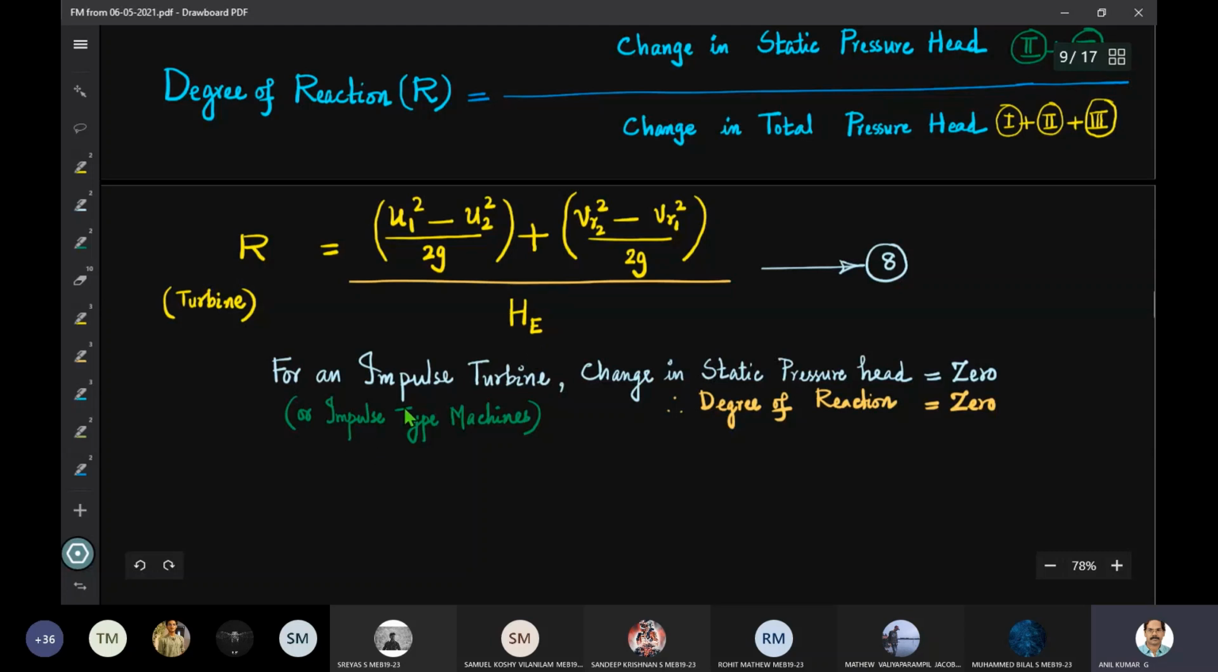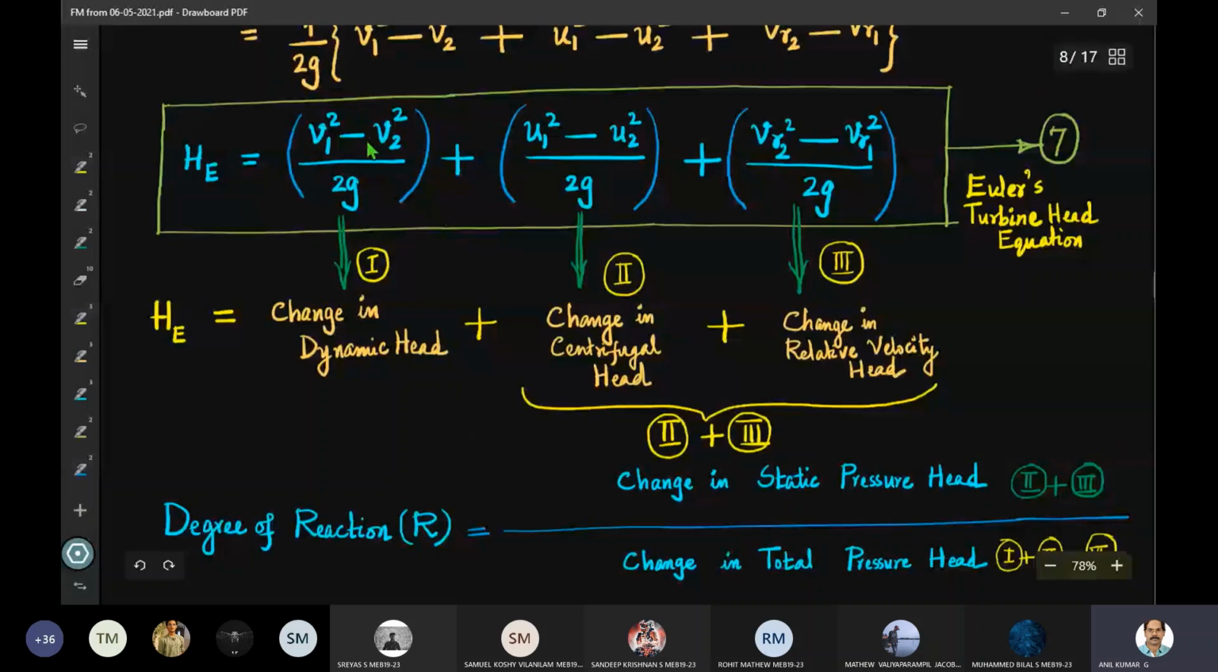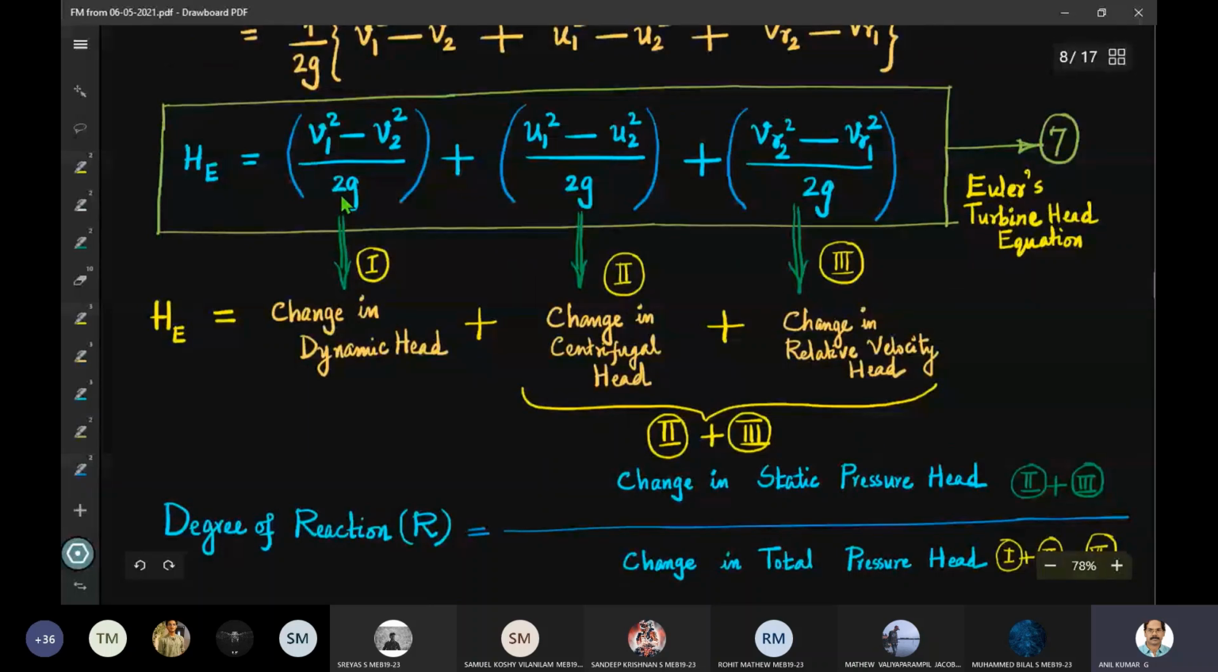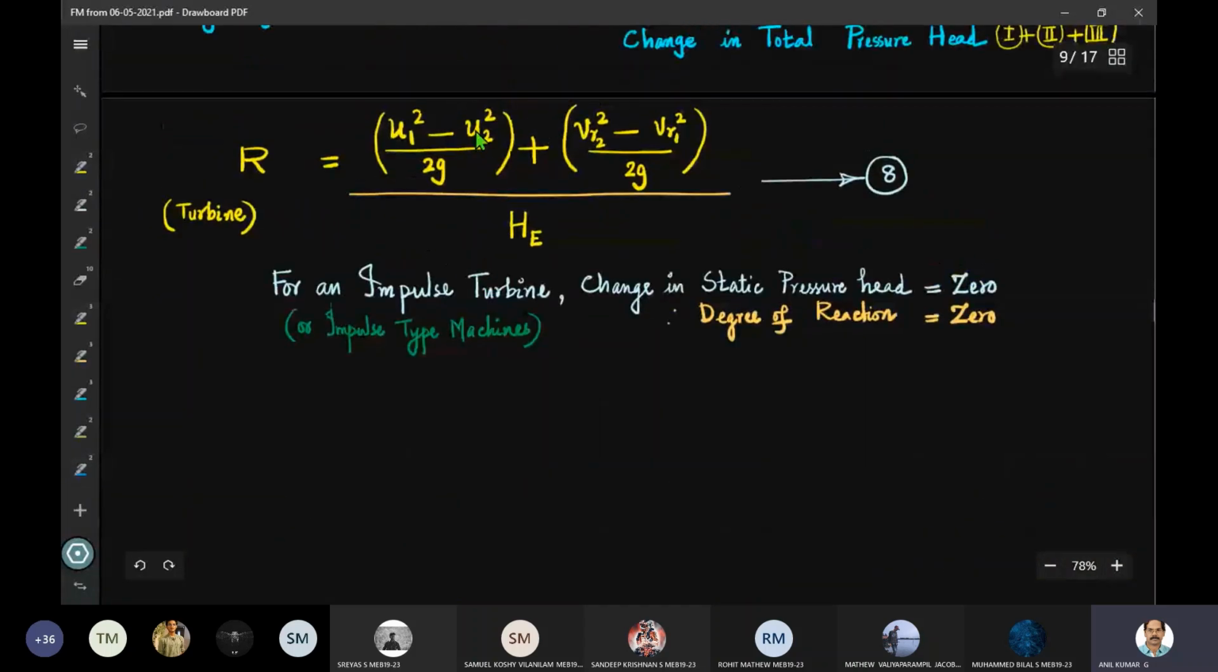A very important thing is, for an impulse machine, this change in static pressure head is theoretically 0. So the degree of reaction will be the change in static pressure head, that is 0 for pure impulse machines, divided by total head, even though the dynamic head is there. See, the dynamic head (V1 square minus V2 square) by 2g represents the energy transfer from the fluid to the runner, that will be there in the case of impulse machines. So for pure impulse machines, just like an impulse turbine, say a Pelton turbine, for example, the degree of reaction theoretically will be 0.